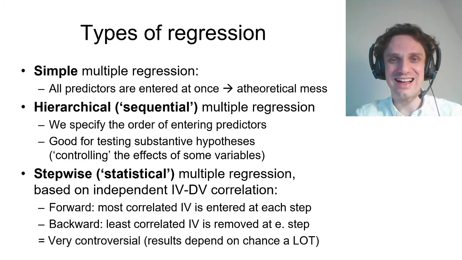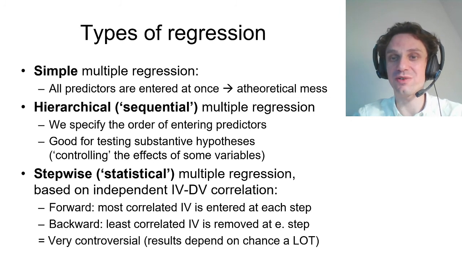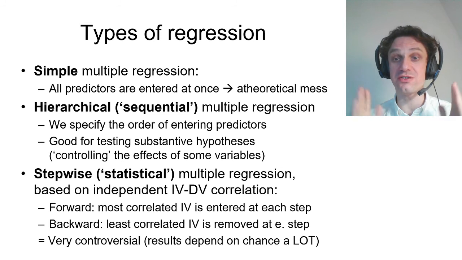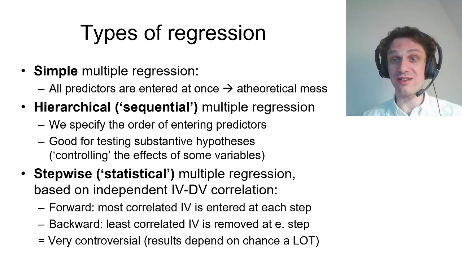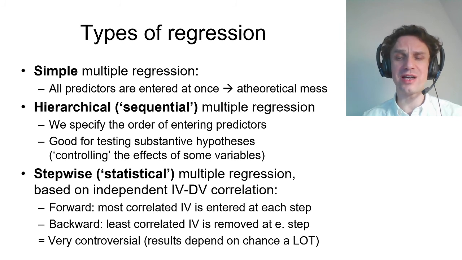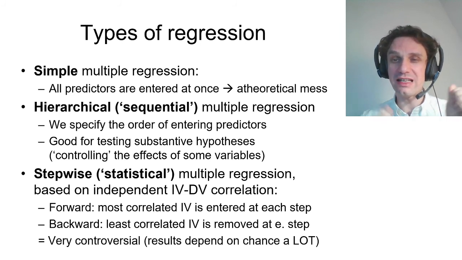So just a few words about different types of regression. The simple multiple regression that we have explored so far is a situation when all predictors are entered into the model at once. And sometimes it is really what we want, but sometimes if we have too many predictors, it becomes a bit of a mess. This model becomes too difficult to comprehend.